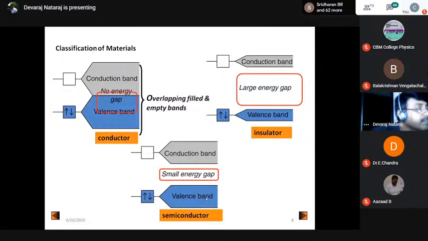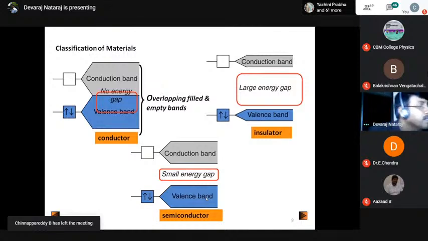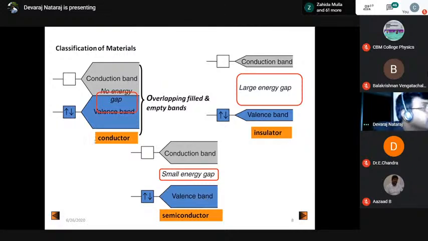So before talking about quantum nanoparticles, it is always important to talk about the materials and their classifications, because you must know the basics too, always. In general, we can classify the materials into three types, depending upon the band gap.